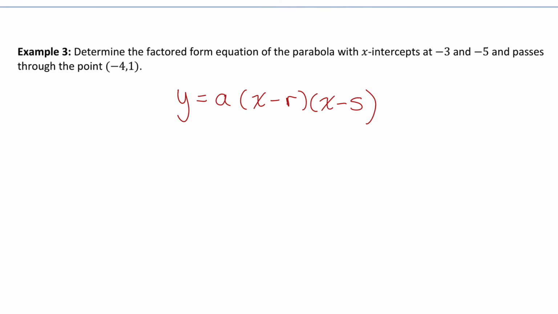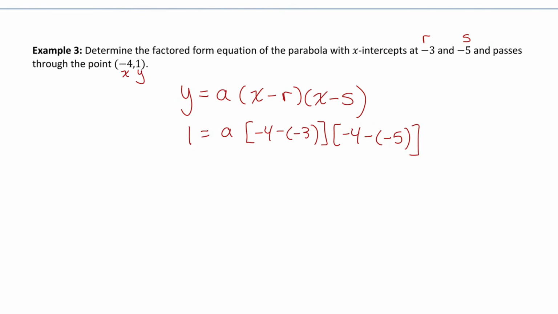The x-intercepts correspond to r and s. And we know it goes through this point here, (-4, 1). That's an xy point that's on the parabola. Subbing in all 4 of those parameters, my only unknown would be a, and I could solve for it. On the right side of the equation, -4 minus -3, that's -4 plus 3, which is -1. And then -4 minus -5, that's -4 plus 5, which is +1. So I have 1 equals a times -1 times 1, which is -a, which means a is equal to -1.